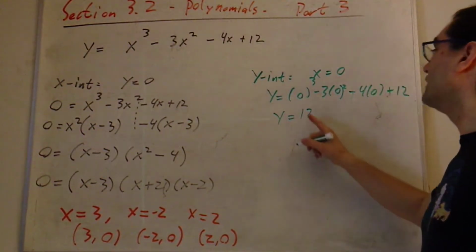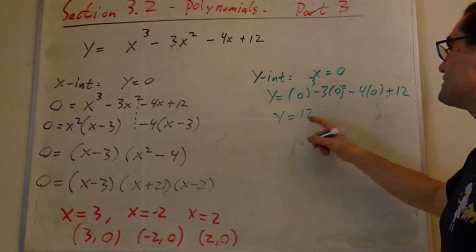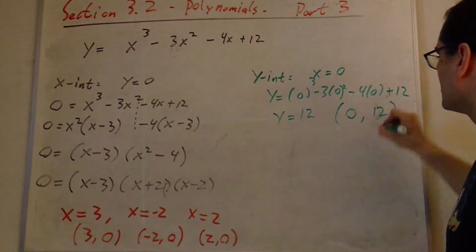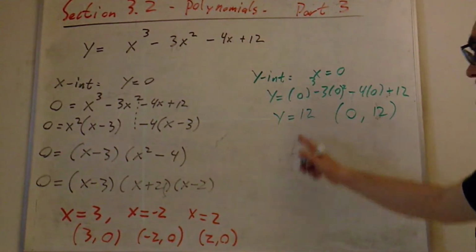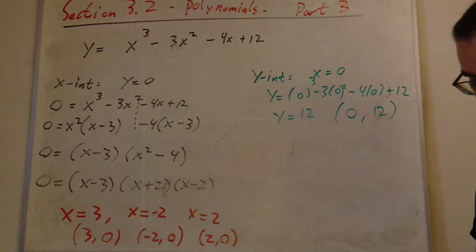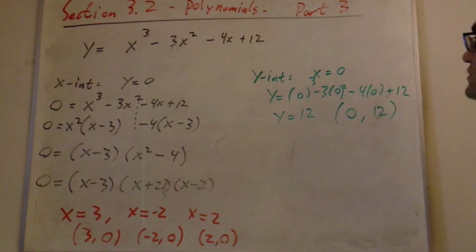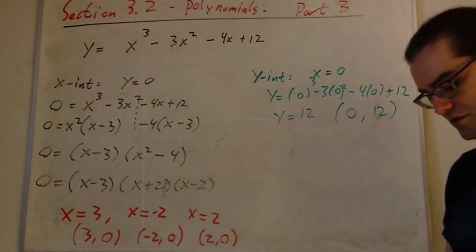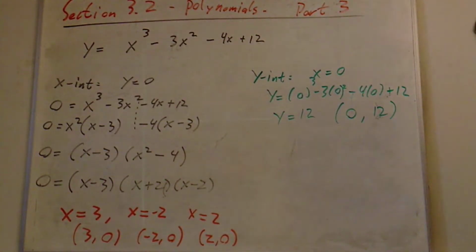But again, this is an intercept, so I should write it as (0, 12), not just as a number. (0, 12) is the intercept. So I have 3 x-intercepts and a y-intercept. All that's left is for us to discuss end behavior.